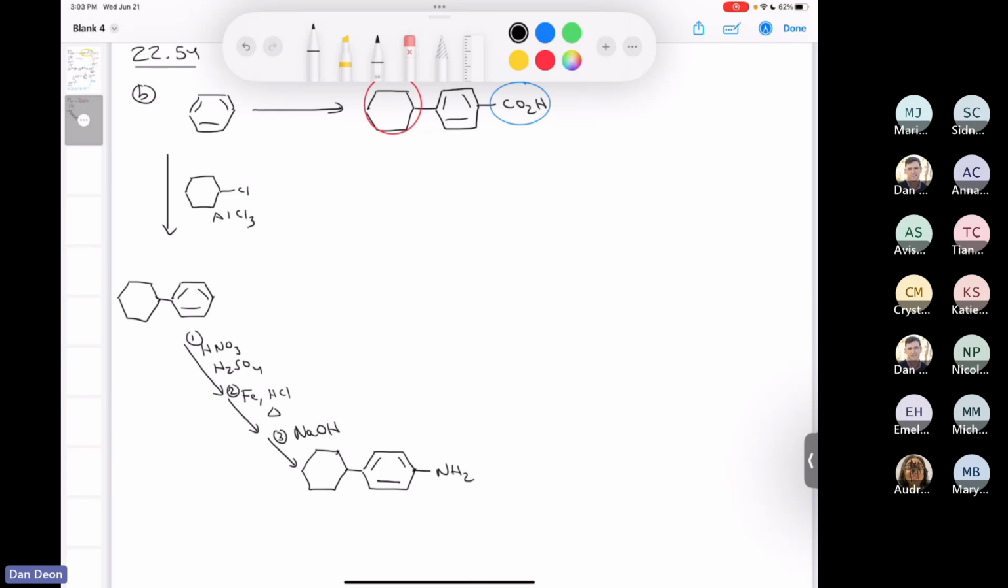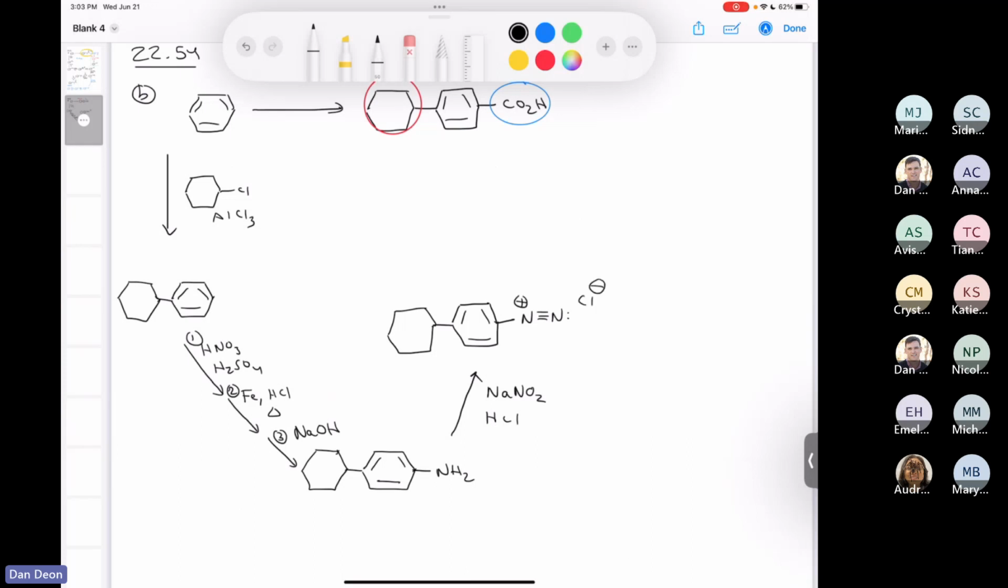Now we do the diazotization. So we're going to treat this with sodium nitrite and HCl. That will give us the diazonium salt. Write out the whole thing here. So we've got our cyclohexyl group. Looks like this. And then we have our diazonium salt, comme ça, as we say in French.